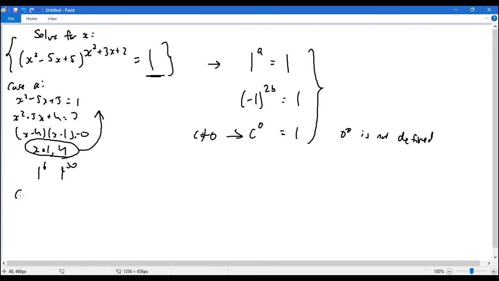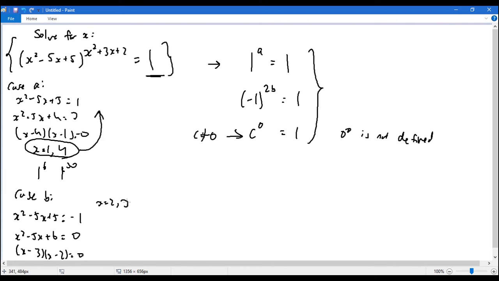Now we have case B. The base is negative 1 and the exponent is even. So we look at when the base is negative 1. x squared minus 5x plus 5 is negative 1. We have x squared minus 5x plus 6 equals 0. And then you can factor that: x minus 3, x minus 2. So x equals 2 and 3.